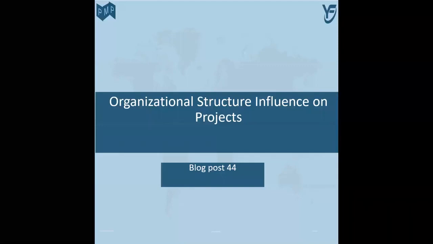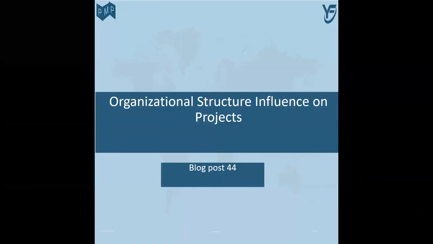Welcome to my new blog post 44, and in this blog post I'm going to discuss how organizational structure influences projects. So let's start.